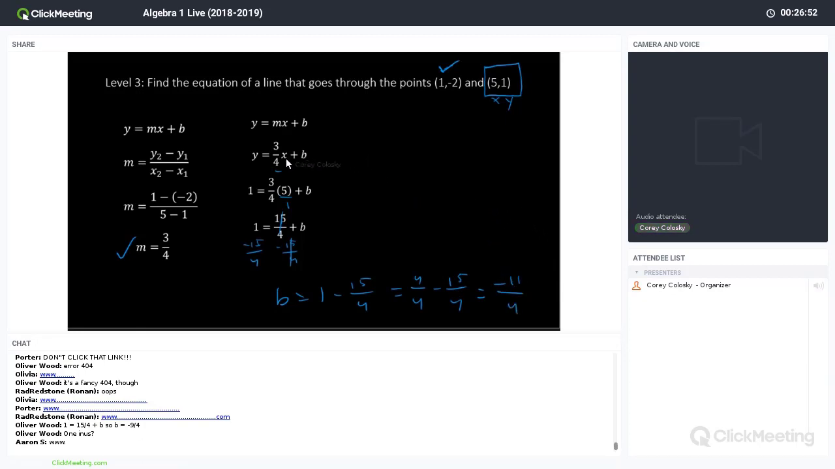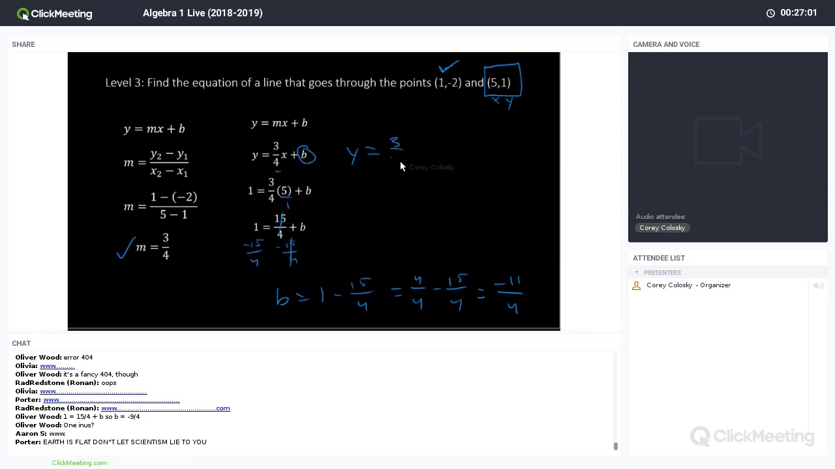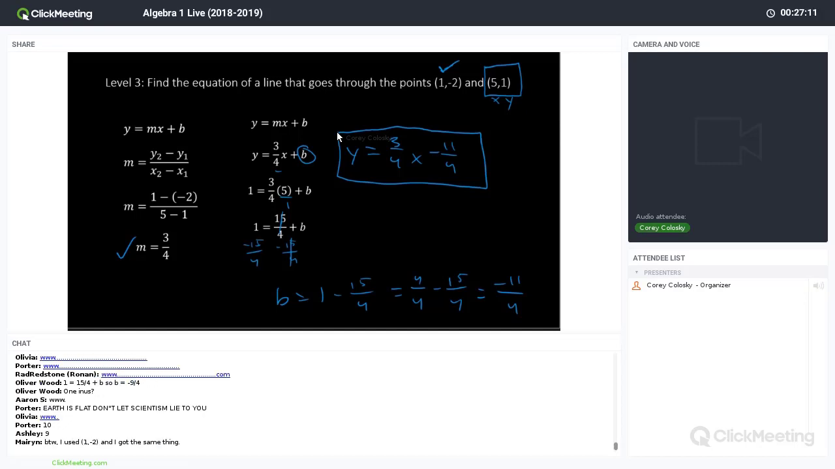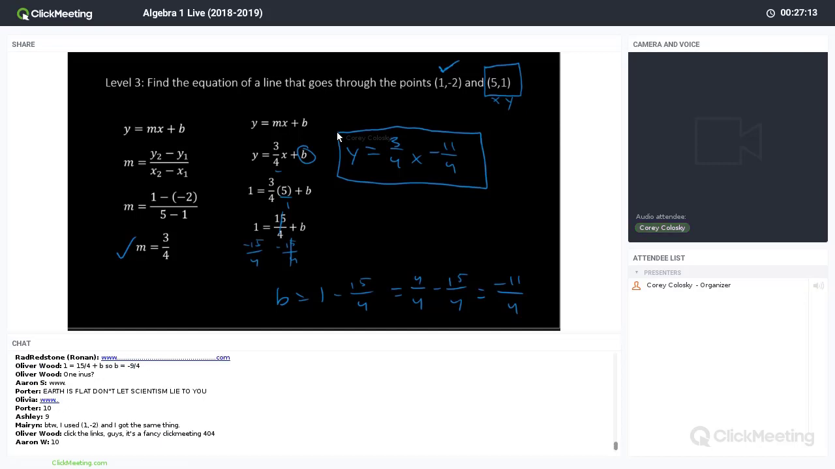So after all that, we already found m to be 3/4. We found b to be -11/4. So plug that in. We now have y equals 3/4 x minus 11/4. All right, can you guys check in? Give me a 1 to 10 on this level 3 problem. And are there any questions?